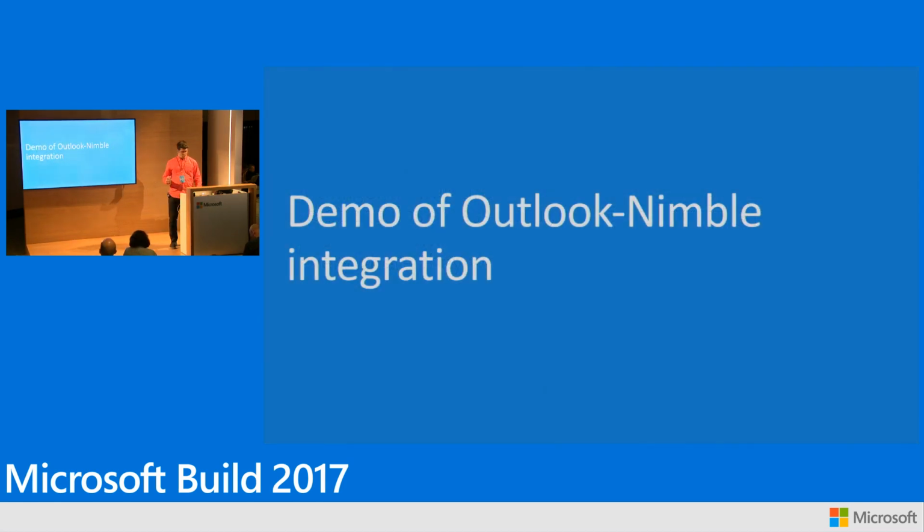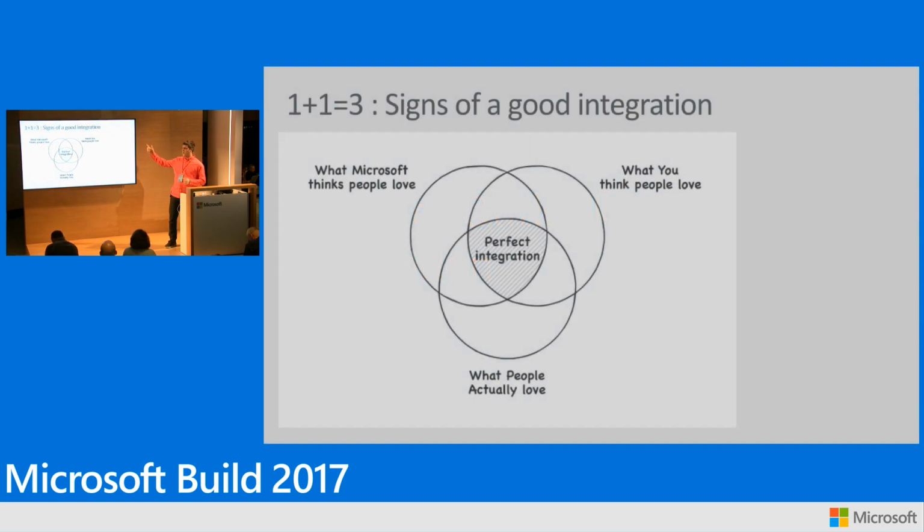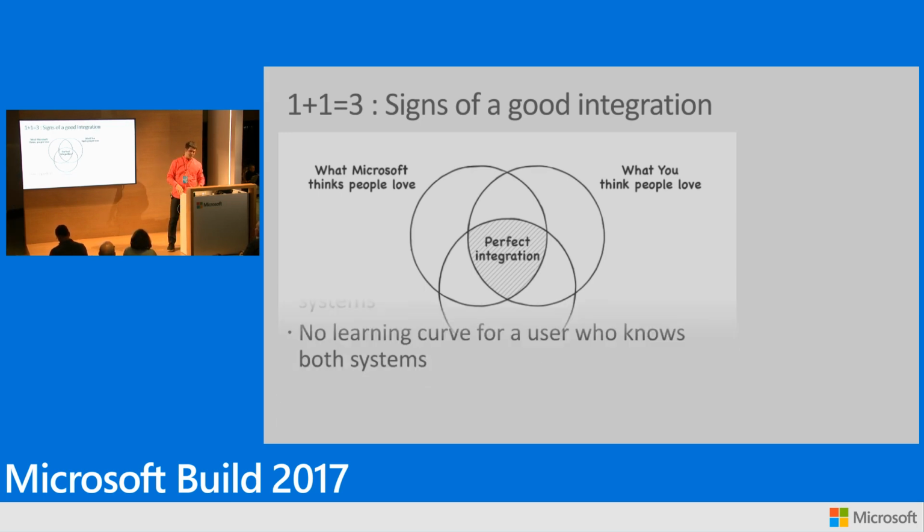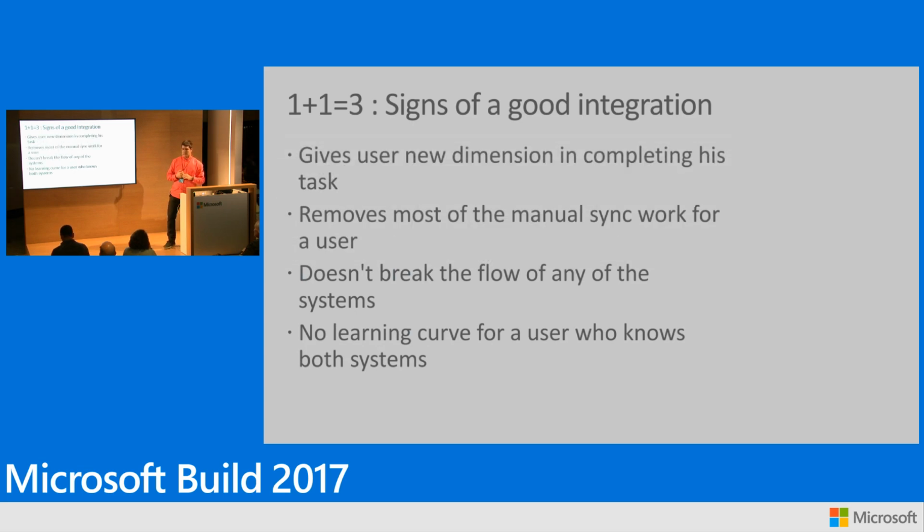Okay, so before we go into tech stuff on how we built it, let's start with what actually makes the integration great. I always love to say that 1 + 1 makes 3 for integration. So it's important that your integration removes the walls and barriers. And I say 1 + 1 = 3 because you think what people love, Microsoft thinks what people love, and if they actually love it, it will be the integration. So the integration gives you a new dimension.